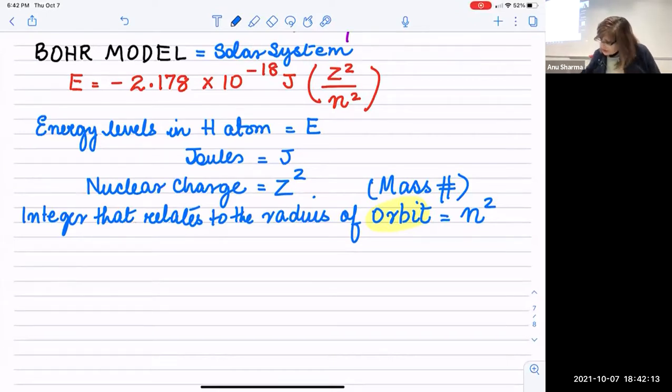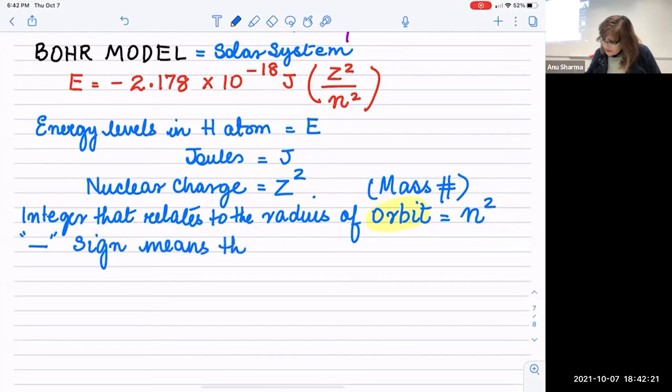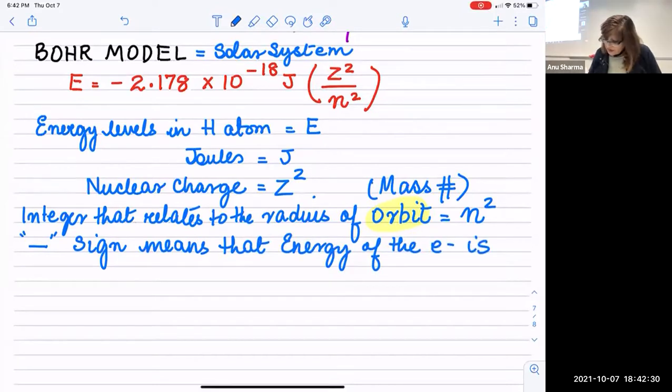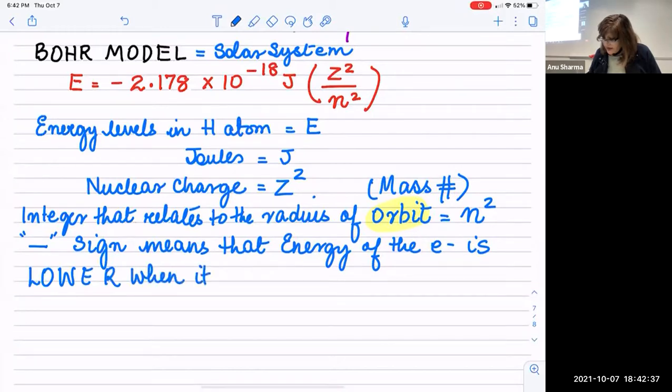Negative energy. So the negative sign means that the energy of the electron is lower when it is closer to the nucleus.